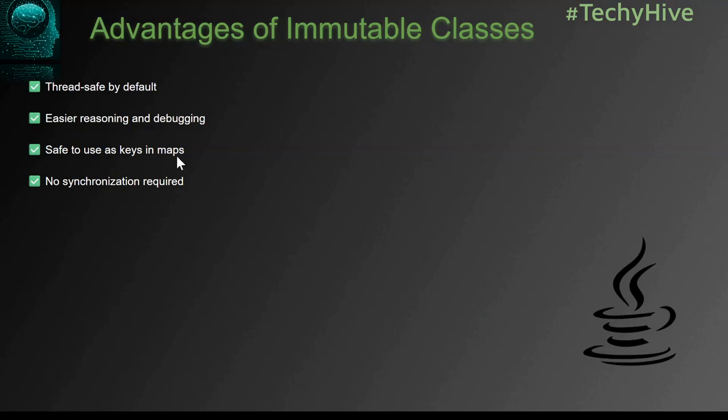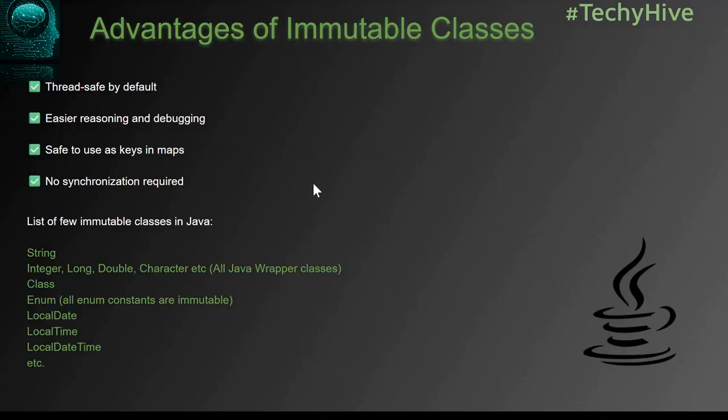So generally when we use a map, if you use an immutable class as the key, then the hash value generated by Java will not change. So it can be cached in memory and can be used. So using an immutable class as a key makes the map safe. No synchronization required. As objects are only created at construction time, objects are not updated by any thread. So we don't need any synchronization to control the object access.